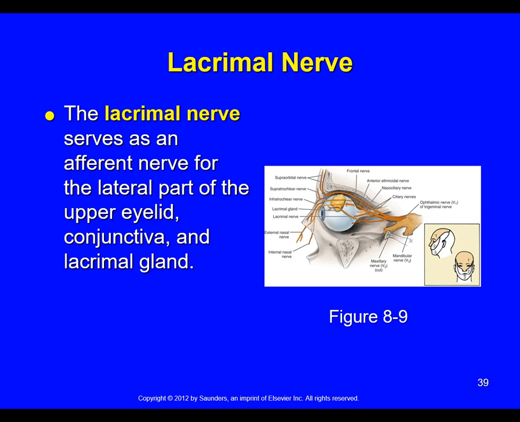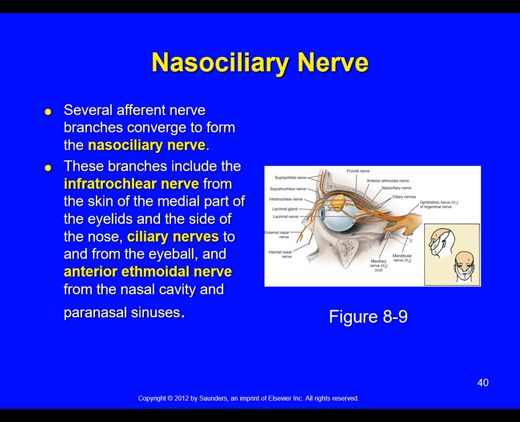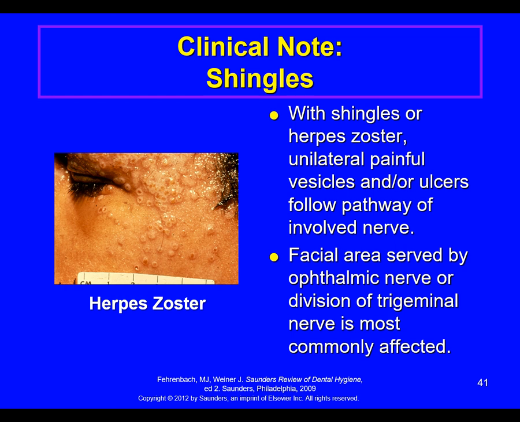The lacrimal nerve is afferent for the lateral part of the upper eyelid, conjunctiva, and lacrimal gland. The nasociliary has afferent nerve branches that converge to form the nasociliary nerve. These branches are the infratrochlear from the skin of the medial part of the eye and the side of the nose, the ciliary nerves to and from the eyeball, and the anterior ethmoidal nerve from the nasal cavity and the paranasal sinuses.